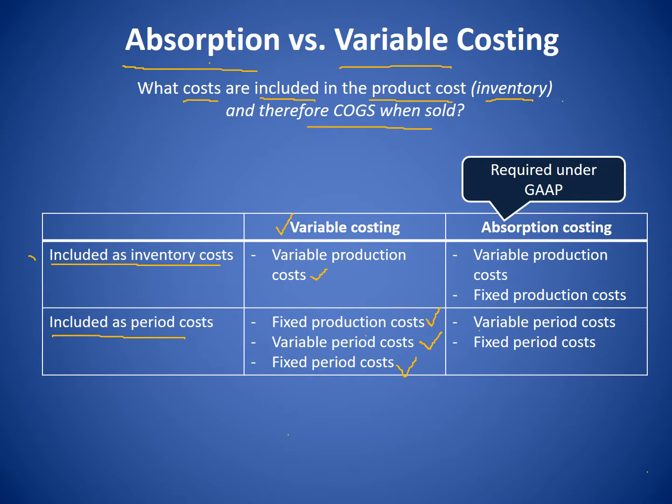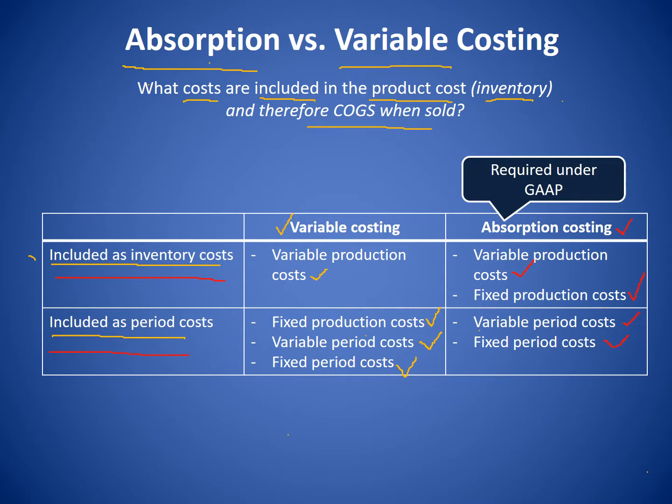Now let's take a look at what happens under absorption costing. What's included in the cost of inventory? And the answer is all of our variable production cost and all of our fixed production costs. What's included as period cost? That includes our variable period cost and our fixed period cost.